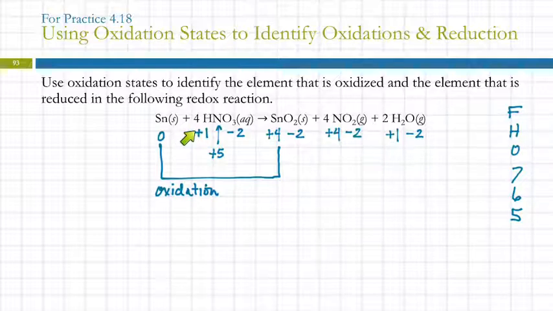Next element is hydrogen. Here's hydrogen, a +1. Over here, hydrogen's also a +1. Hydrogen didn't change its oxidation state. Let's look at nitrogen. Here's nitrogen +5. Nitrogen's +4. So nitrogen changed. Its oxidation state went down. Its oxidation state was reduced. So nitrogen is reduced. This is the reduction.